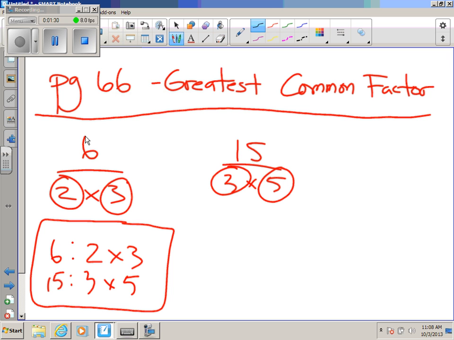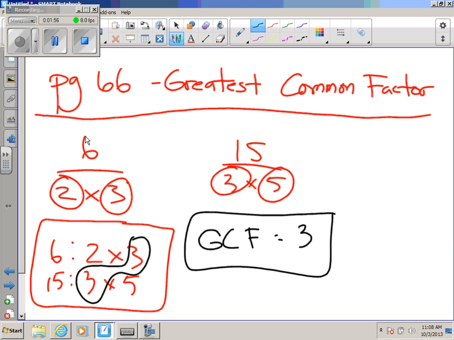Do they both have any 2's? So they don't have a 2 in common. They both have to have it in order to have it in common. How about any 3's? Do they have any 3's in common? Yes. They don't have to be sitting right on top of each other either. They have a 3. Do they have anything else in common? 15 has a 5. Does 6 have a 5? No. So our GCF in this case would be 3.